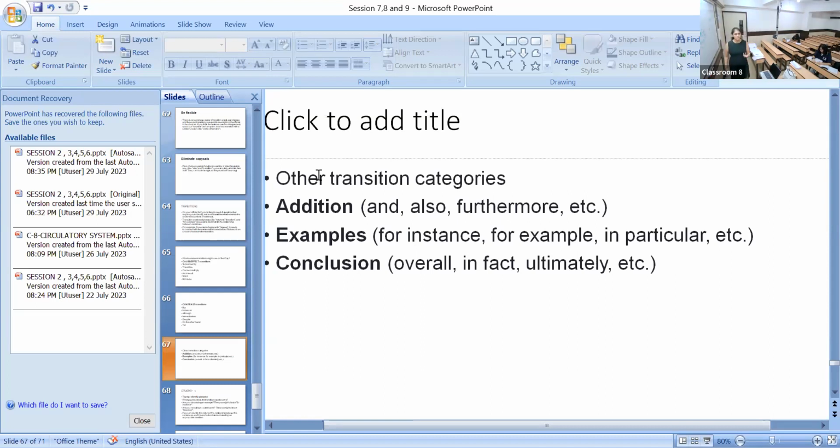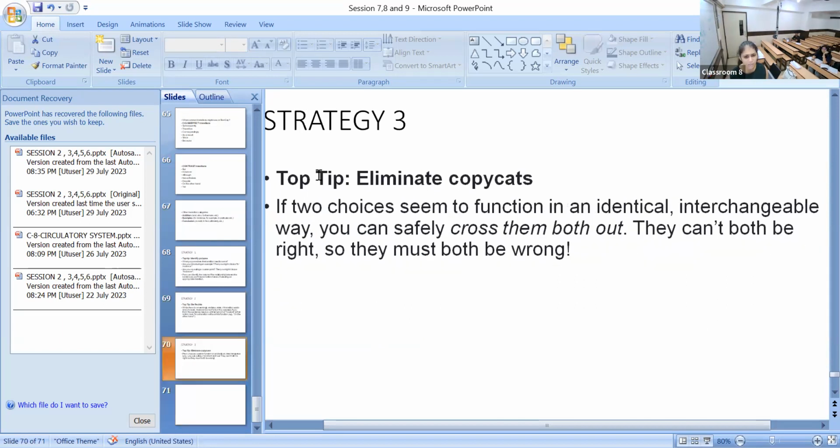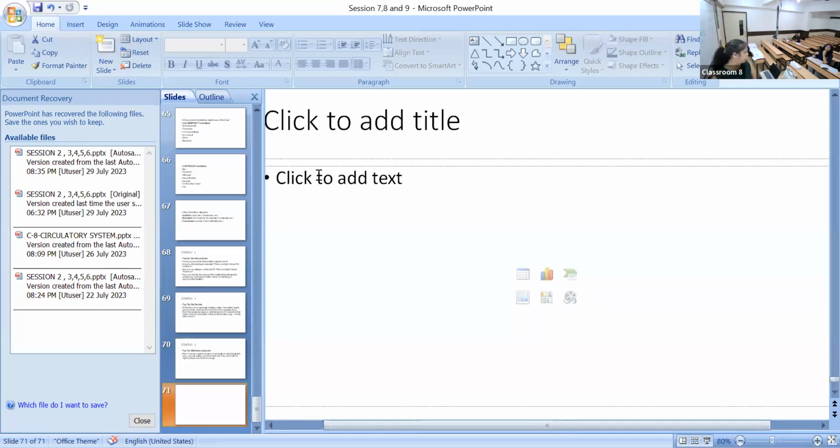See, the more we have the list, the better it is for you in the exam. So you also need to find out if you can find out something. Start adding in your notebook. Second one in exemplification. Third one is the new category, conclusion: overall, impact, ultimately. Done? Okay. Purpose, flexible, eliminate copycats. Done. Finished. That was your transition.